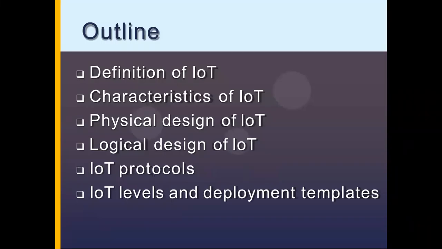So this is the outline we were discussing. We have completed the definition of IoT, characteristics of IoT, and physical design of IoT. Now we are going to see the block diagram of IoT. Okay.